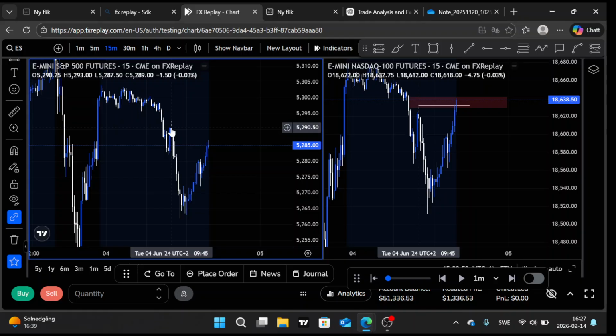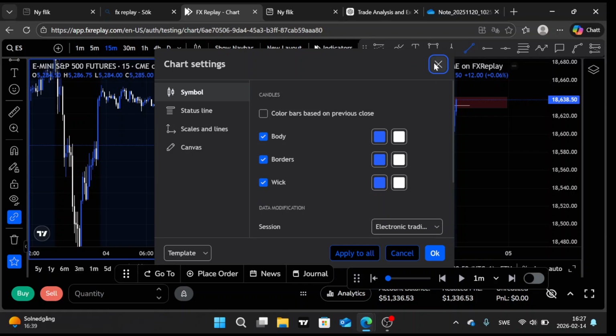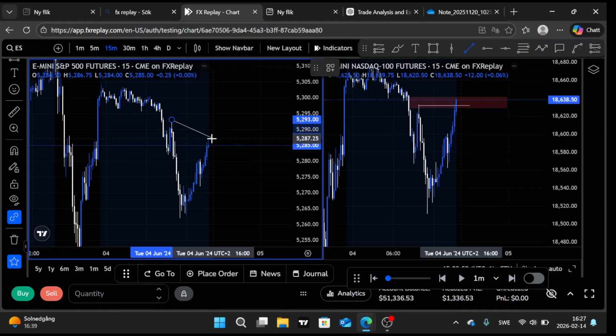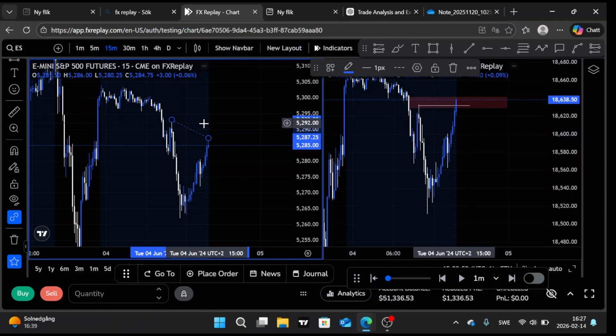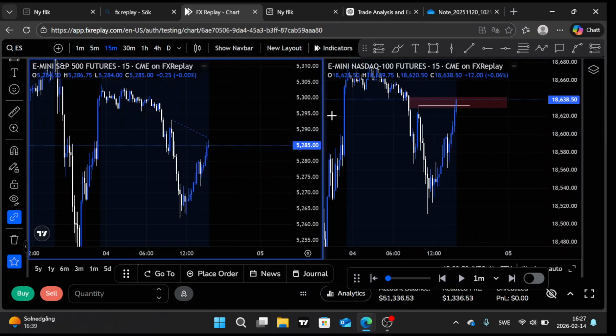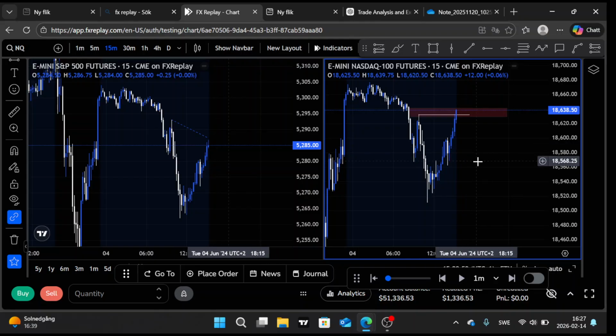But the interesting thing is that we never take this high on ES. So what do we have here? We have an SMT. So what do I expect the market to do? I expect the market to go lower, maybe do like this.